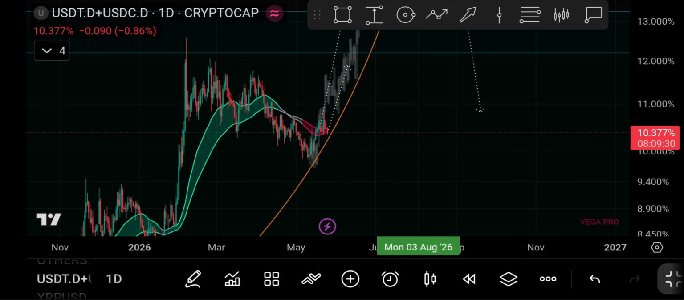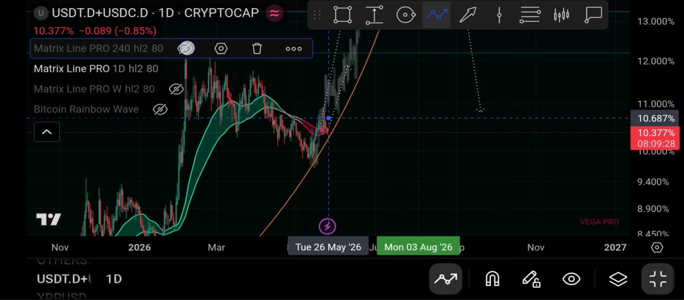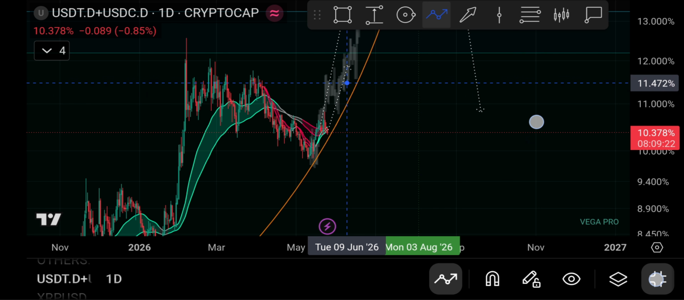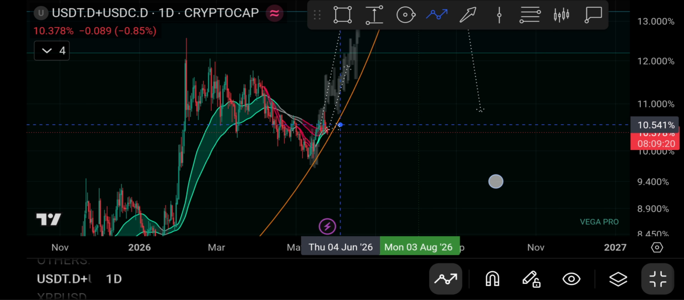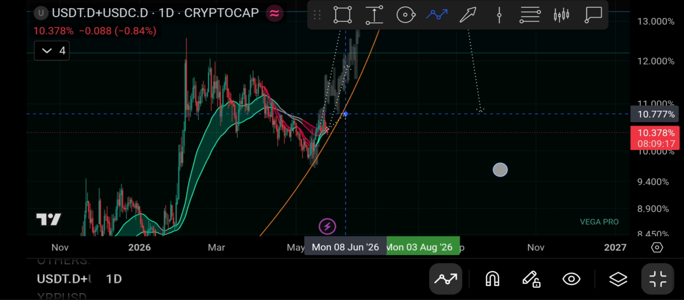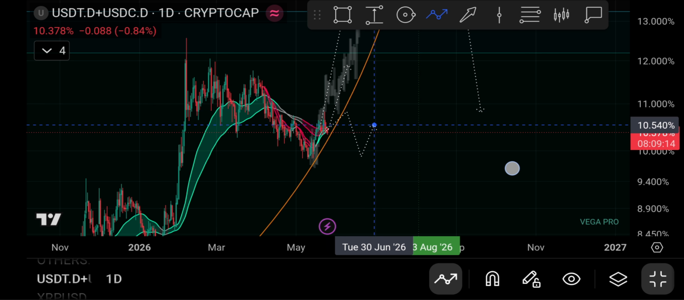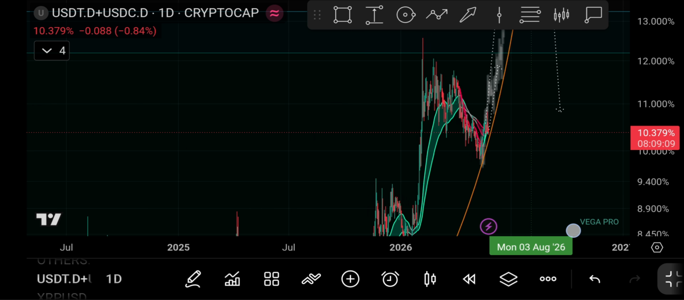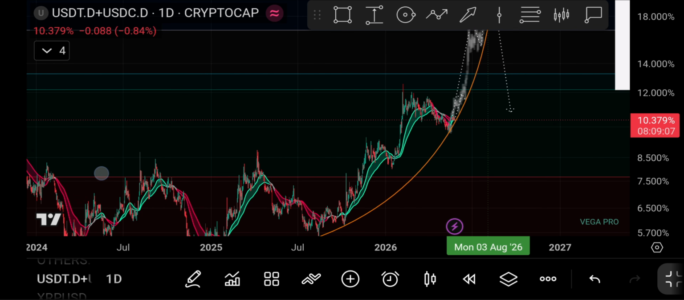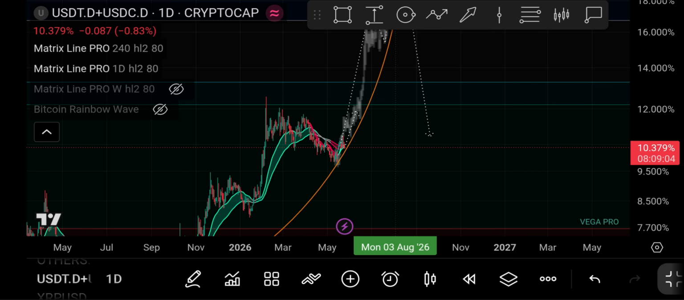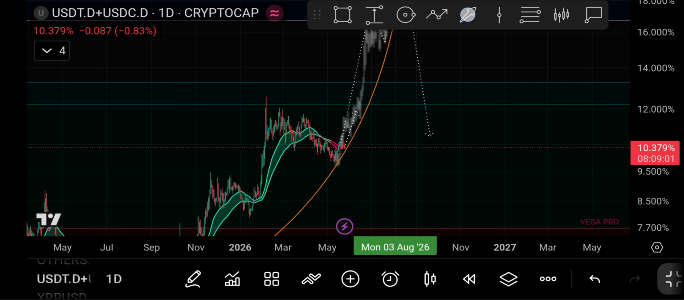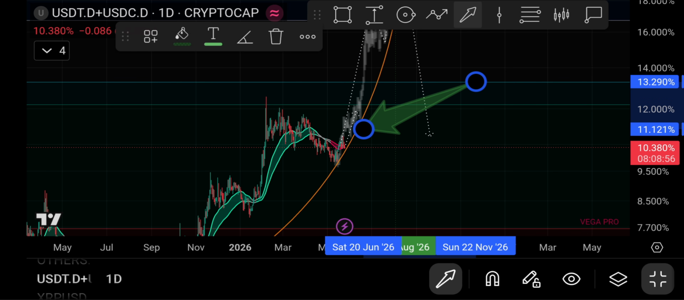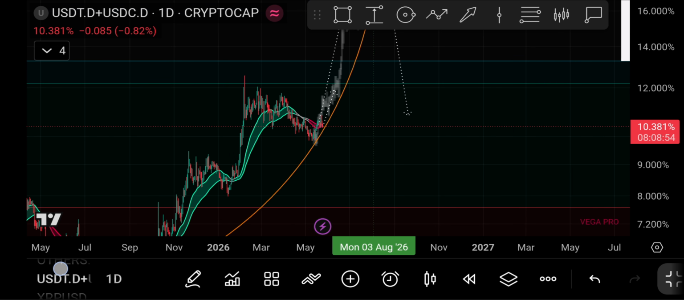The 4-hour matrix line is already green, but if we start to turn the 4-hour matrix line to red again, it could imply that this whole thesis is, let's say, invalidated. But for now, it's playing out. If the daily matrix line on the stablecoin dominance is green, it puts more weight on this idea.